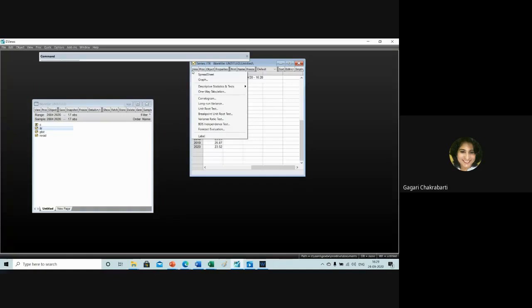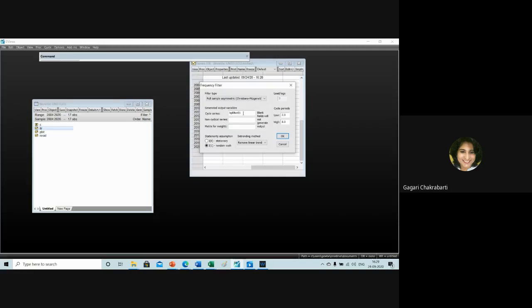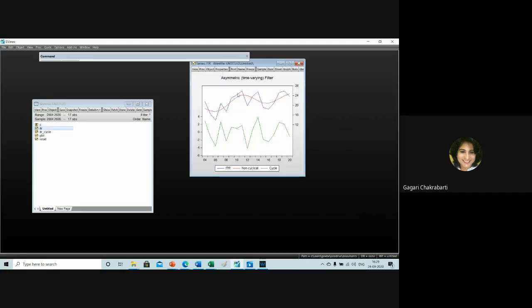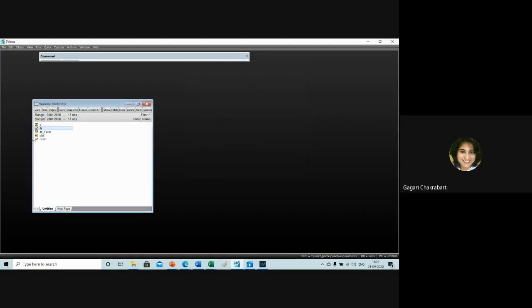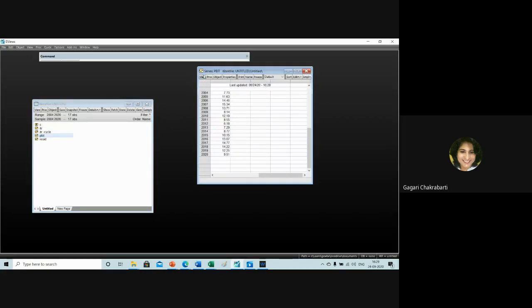But please don't go for co-integration checking. Both are I(1). Those who are familiar with co-integration checking, please don't go for it because you have only 17 observations. This is the ITR cycle, I(1). So that's my cycle. PBIT.